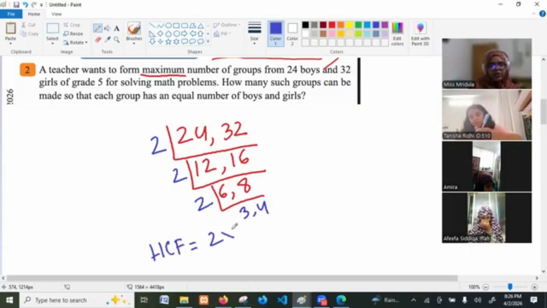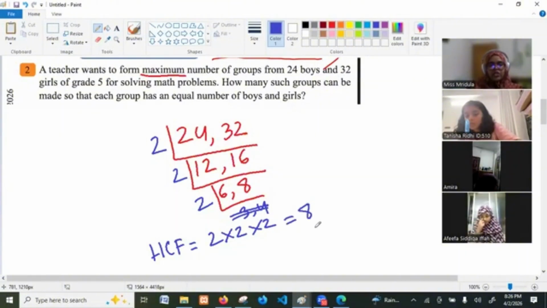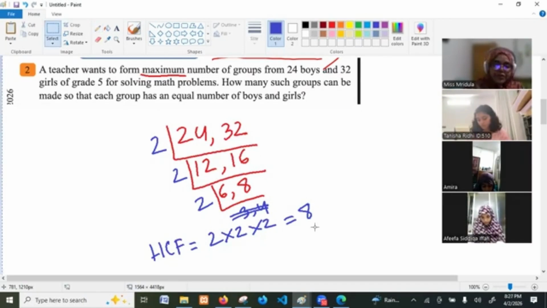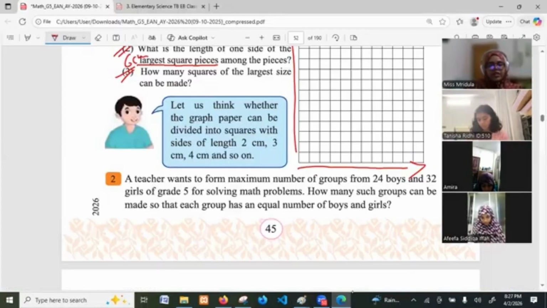And the HCF will be 2 times 2 times 2. These will not be included. So 2 2s are 4, 4 2s are 8. So 8 is the maximum number of groups that we can make with 24 boys and 32 girls. Okay, so that was just simple. I don't know why they have given a hard one first and then a simple one.